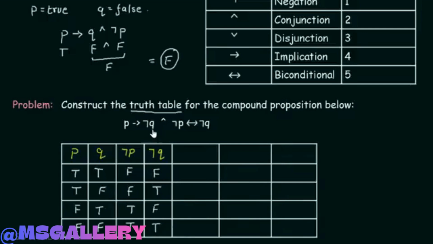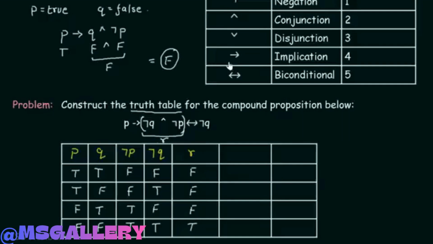Now we need to consider the precedence among the conjunction, implication, and bicondition. Conjunction is having the higher precedence as compared to implication and bicondition. Therefore, this will get calculated first. That is not Q and not P. Let's suppose not Q and not P is equivalent to R. As R is not Q and not P, what are the truth values? False and false is false. True and false is false. False and true is false. But true and true is true.